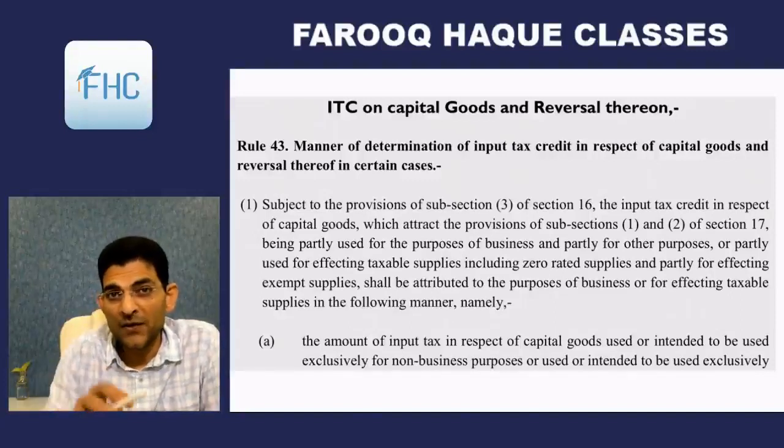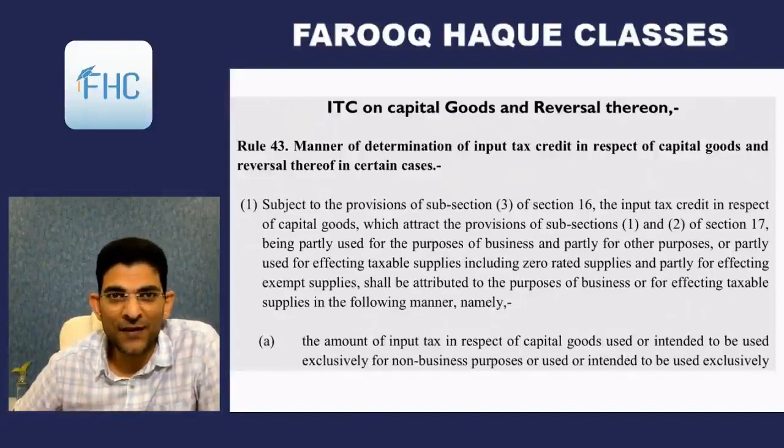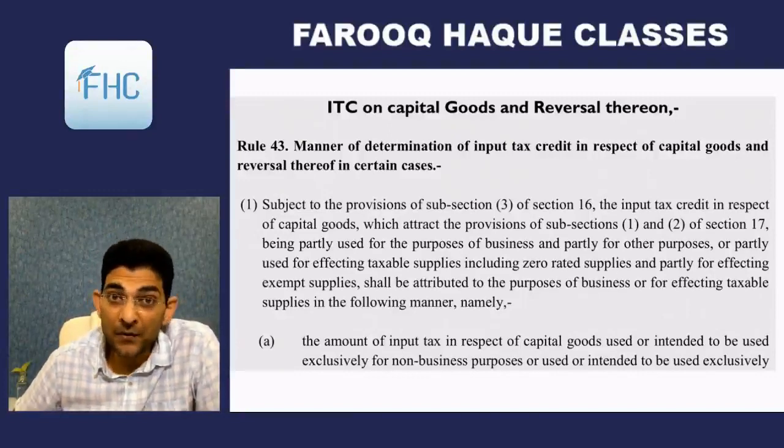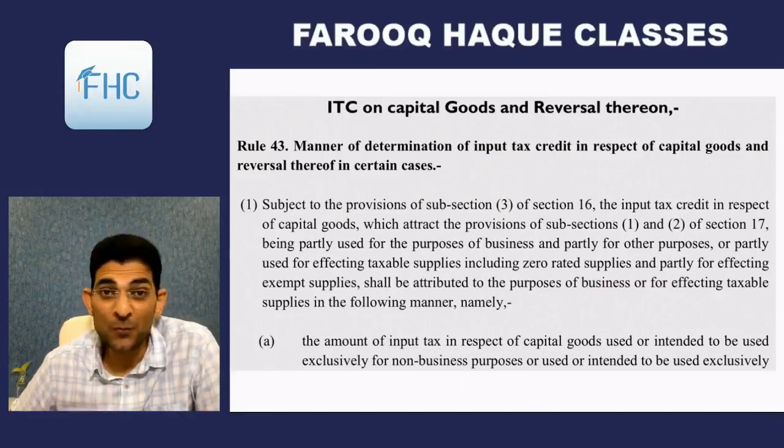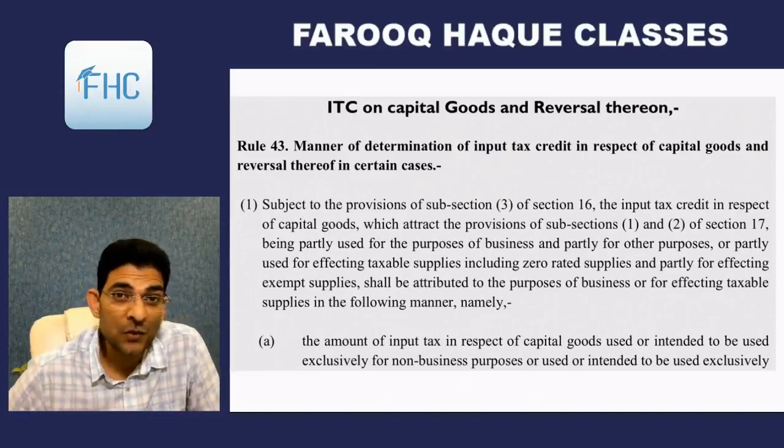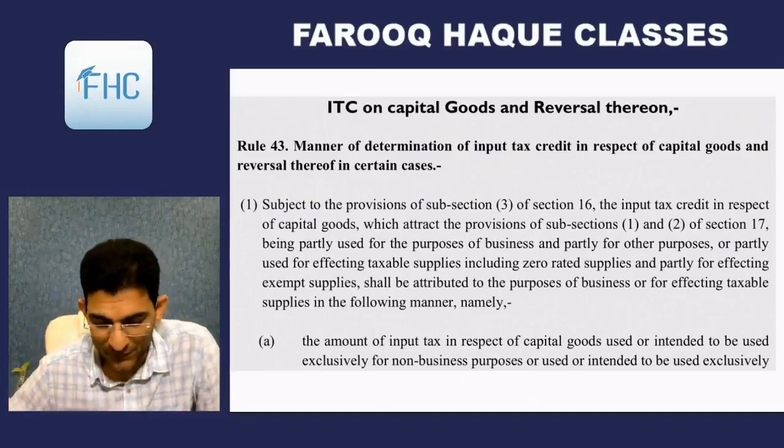Hello. Now let's see rule 43. Now in this rule we'll see that if a capital goods is used for business and non-business purpose, or for affecting taxable supplies as well as affecting non-taxable supplies, then how much credit is allowed, how much is not allowed, and what happens. Very interesting rule. So let's see.